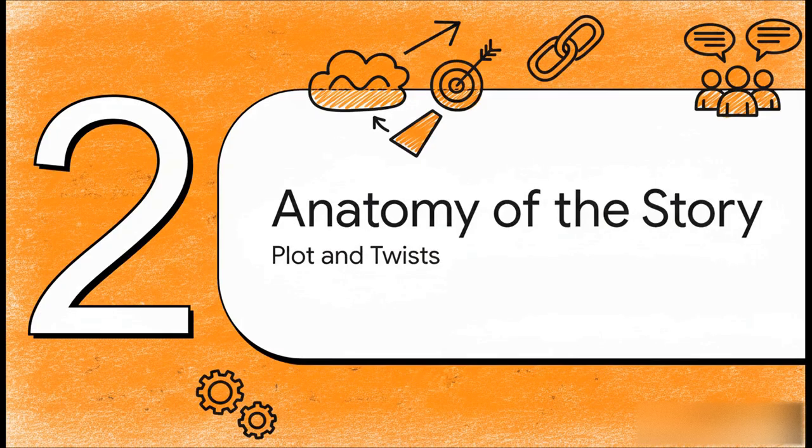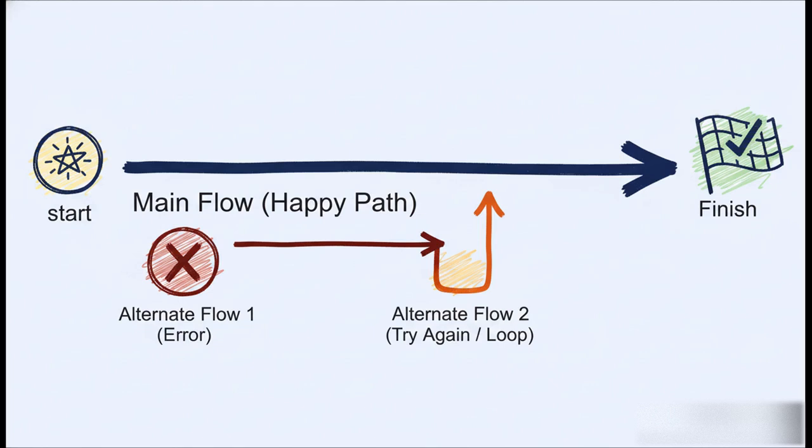All right, so we've got our character and our setting. Now let's dig into the story's anatomy. Because a good use case, just like any interesting movie, needs a main plot, and a few potential plot twists. So beyond our actor, system, and goal, we start mapping out the plot. First, you have the main flow. That's the happy path. It's the ideal story where everything just works perfectly.